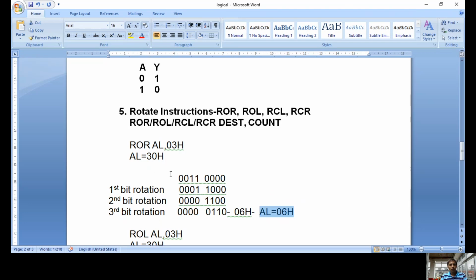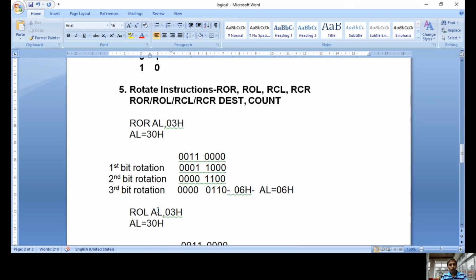This is without carry, so here only the LSB goes to the MSB bit as it rotates. No carry, so whether the carry is 0 or 1 is immaterial. Carry does not rotate in this particular instruction. If you write RCR here, for example, what happens? Suppose the carry is initially 0, then this LSB bit will occupy the carry's place. Then the carry value will move to the MSB side. Accordingly, all are adjusting. That is through carry, and this is without carry. Similarly, ROL also.